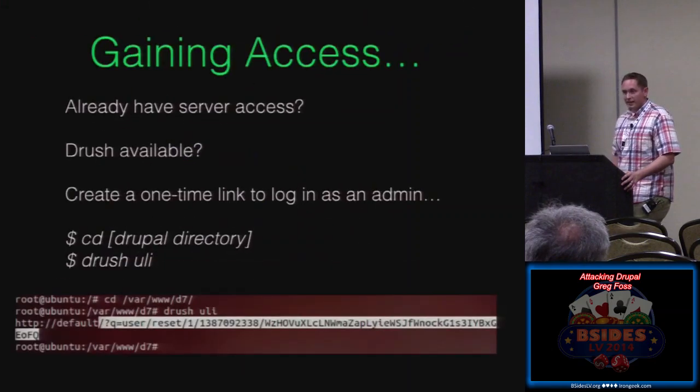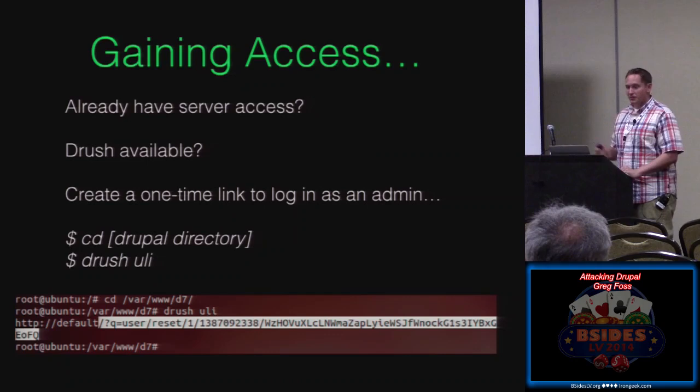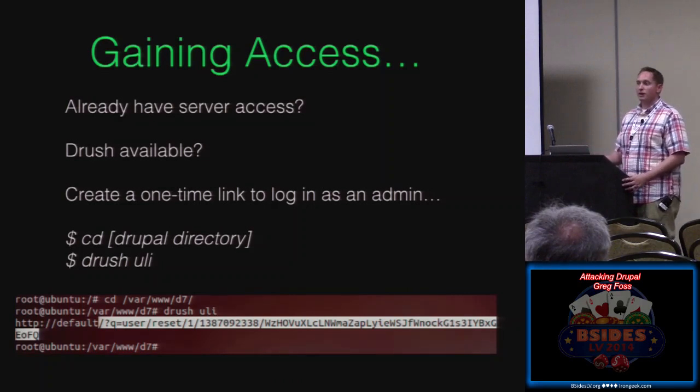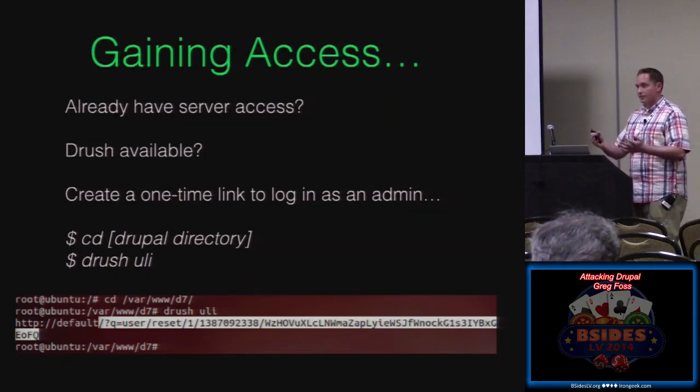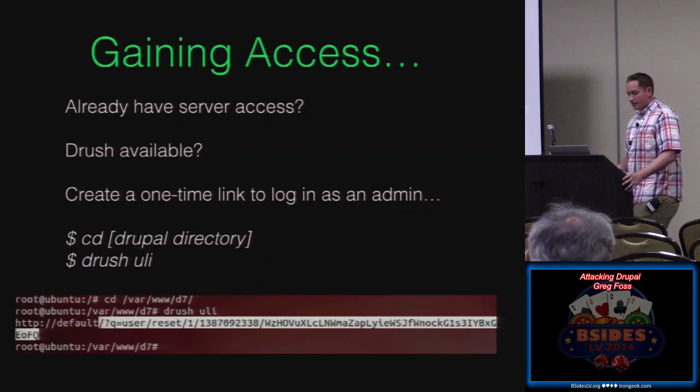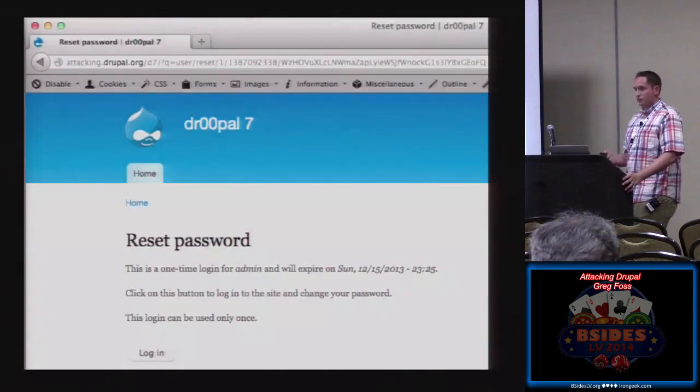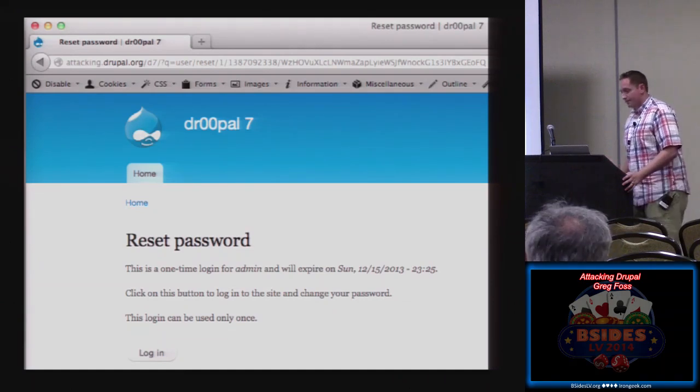The first thing I like doing, if you're an internal security person auditing Drupal websites, but the Drupal developers won't give you an admin account on the site to check permissions and those kinds of things, is this nifty little trick. All you have to do is change directories to the doc root of the Drupal site and run the command drush uli. This relies on the fact that they're using drush, which most every Drupal developer uses because it automates a lot of their processes. Once you run this, it gives you a nice little link that you can visit, which resets the admin's password. A nifty little way to get in if you already have server access.